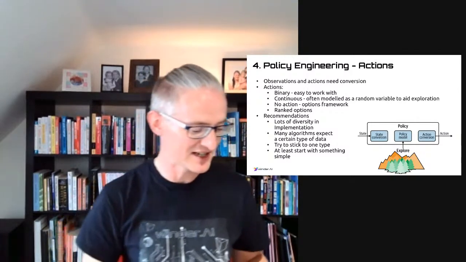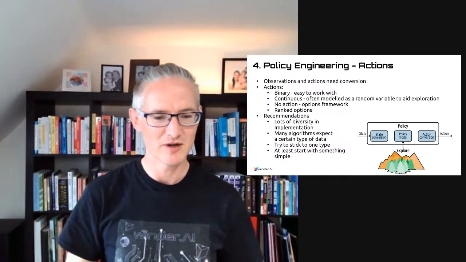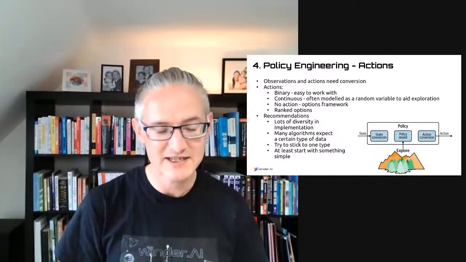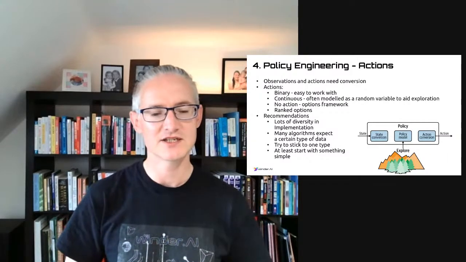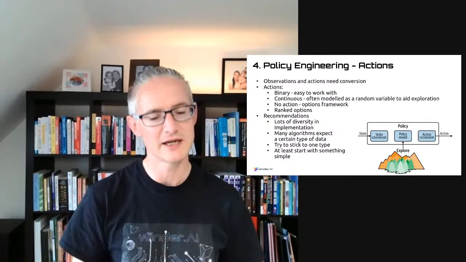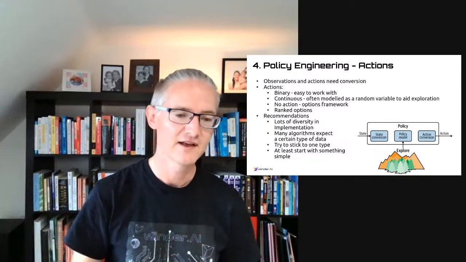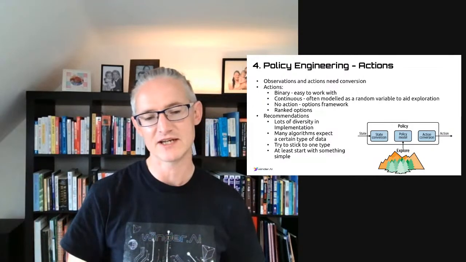Because if it doesn't work immediately on that, you're going to have a hard time making it work on something more complicated. Many algorithms expect a specific type of data. So this is why you see data scientists and engineers getting used to using the same algorithms over and over again, because they know the assumptions, they know the caveats. And as soon as you switch to a different type, there's a whole new set of assumptions and caveats that you need to learn.